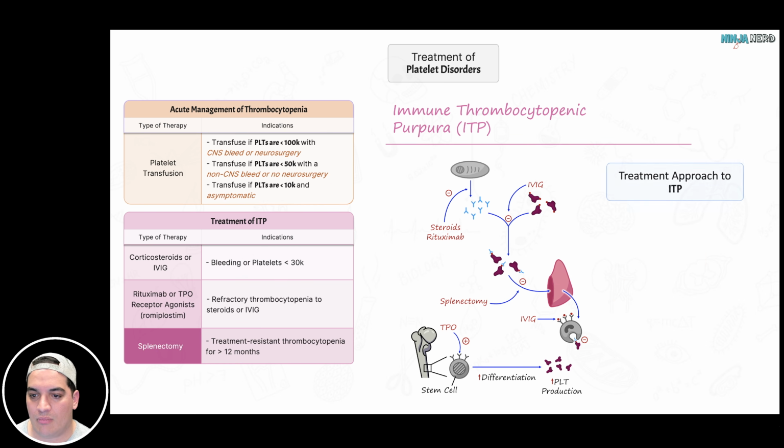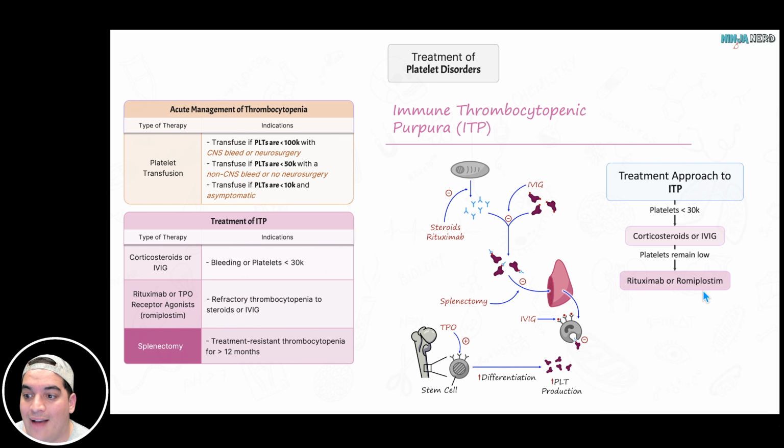All right. So first thing, platelets less than 30, you give them corticosteroids or IVIG. They don't respond, they continue to remain low, or they bleed. You do rituximab or romiplostim. This one inhibits the antibodies. This one tells the actual bone marrow, make more platelets. They continue to have treatment-resistant ITP for greater than 12 months. You take that spleen out.